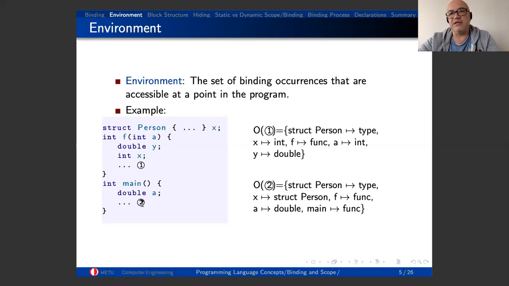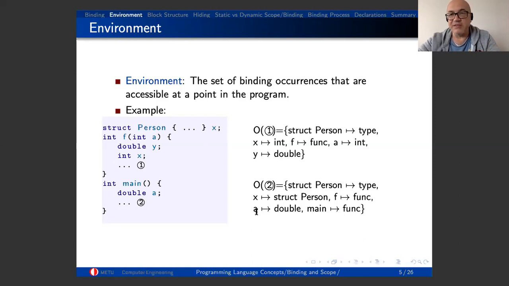If you look into the second environment, you can come up with a different set, because there are new local definitions and a scope, which is F, is over. So the locals of F will not be available, and locals of main will be available. So here we have person, again, a data type. X is a struct person, which is global. Now, since we don't have a local X, now it is a global one.